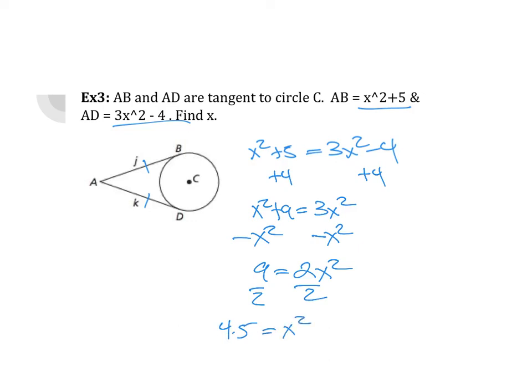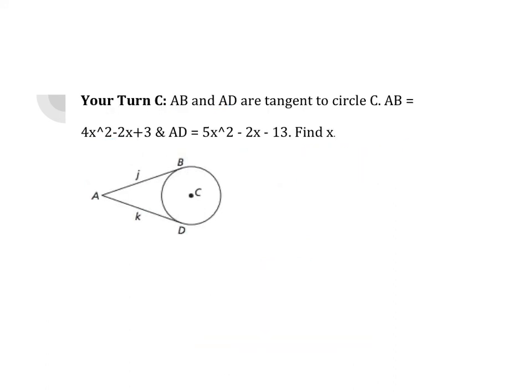And now for my last step, we're going to go ahead and take the square root of both sides. And we get that x is approximately plus or minus 2.12. And since we were asked to solve for x, that is our final step, and we are done. x is equal to approximately plus or minus 2.12. Your turn to give this a try.